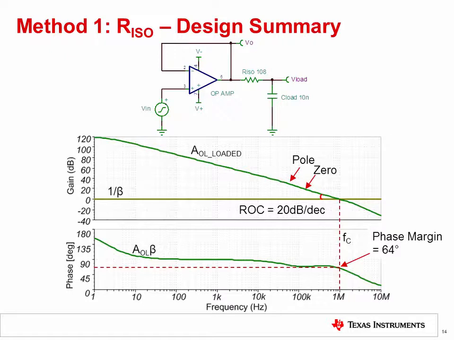In summary, first find the frequency where the loaded AOL curve equals 20 dB and set the zero to that frequency by calculating the proper RISO value. If the circuit is not required to deliver large output currents, then consider increasing RISO to be equal to or larger than RO, and the circuit will be stable under basically all capacitive loads.